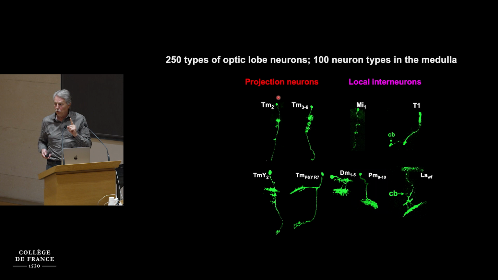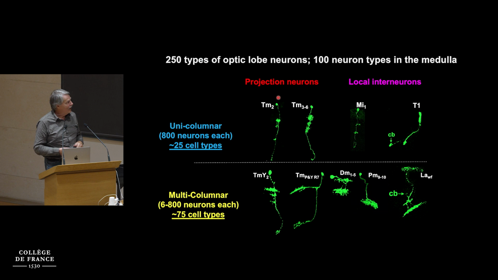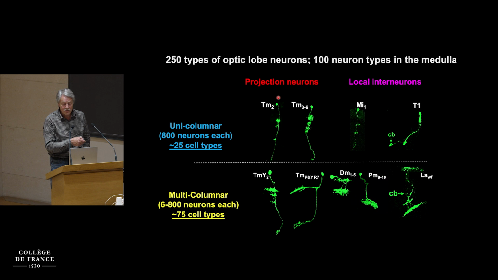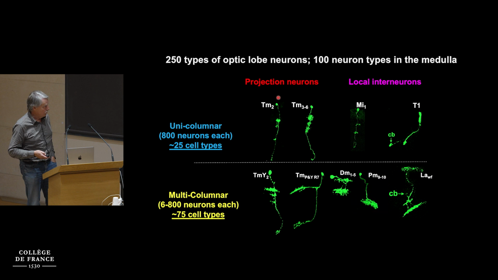Of course you have projection neurons that send information to the higher brain centers, or local interneurons which process information, whatever process means. But more interesting for us, you have to distinguish between those unicolumnar neurons, which are one per column, and those which are multicolumnar, which have one per five or 10 or 100 or 200 columns. So how do you make all those neurons in the very precise number and with the right stoichiometry? I hopefully will give you some answer by the end of the talk.